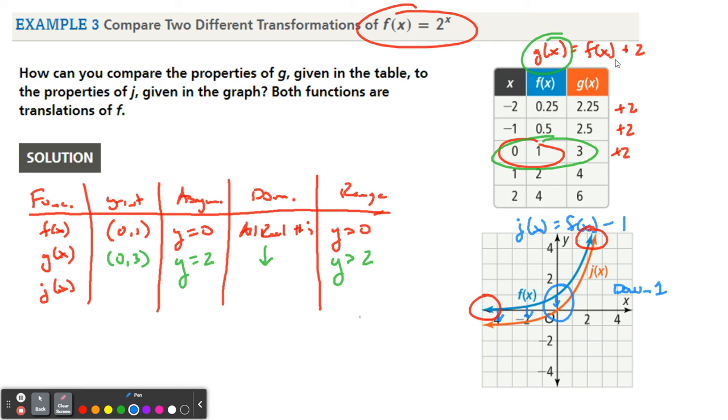And then for j of x, the blue graph, we can see that the y-intercept is 0, 0, shifted down 1. The asymptote also shifted down 1, so now it's down here at y equals negative 1. The domain is still all real numbers, but now the range, because our asymptote is at negative 1, is y greater than negative 1.